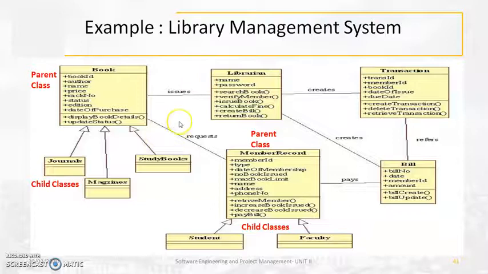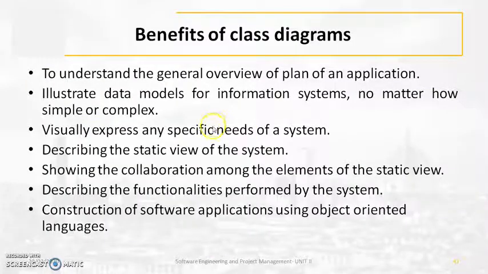When we see this class diagram, the focus is on class name, attributes and operations, and the type of relationship between the classes is shown in the class diagram. So what are the benefits of this class diagram? As we understand the general overview and plan of this application with this class diagram, we can also understand the data models of information systems, no matter how complex they are. It also visually expresses any specific need of the system.